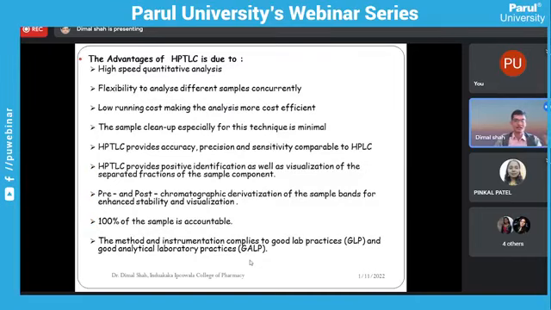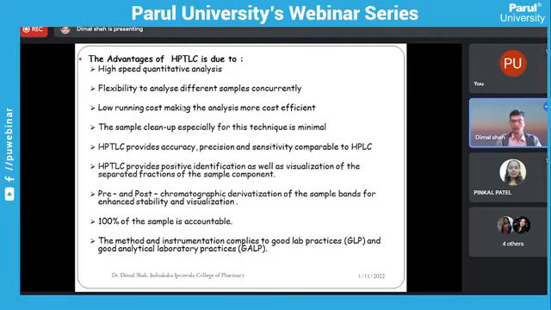Fine. Again, if you look at the advantages of HPTLC, it's a high-speed quantitative analysis. Yes, within 30 minutes, when you run a sample, you can finish off analysis of more than 5 to 7 samples. So that is another advantage of HPTLC that we are getting. Another is flexibility of analysis of different samples concurrently. You can put, as I said, at least 5 to 7 samples on a 10 centimeter plate. Okay, so 7 samples can be analyzed at a time within 40 minutes. So that is the biggest advantage that you are getting.